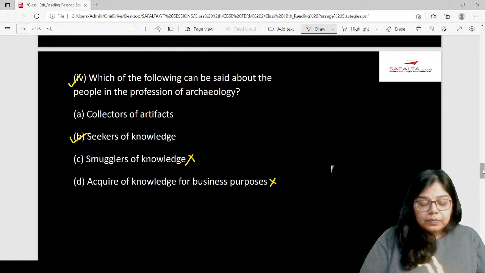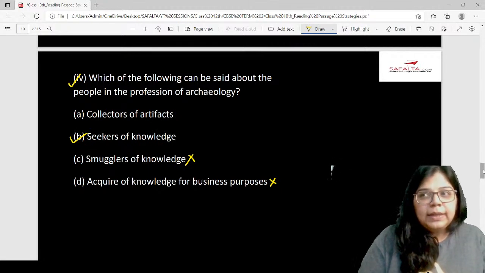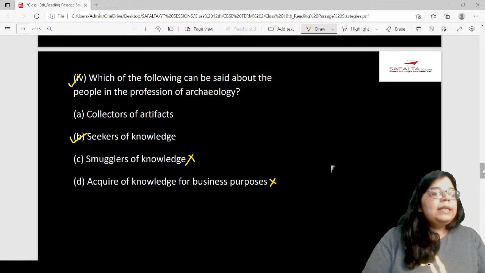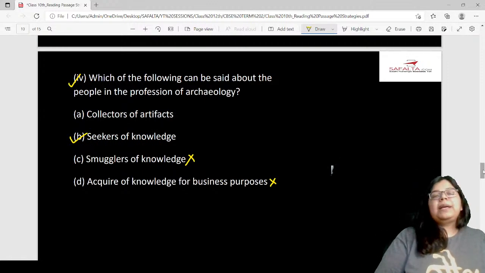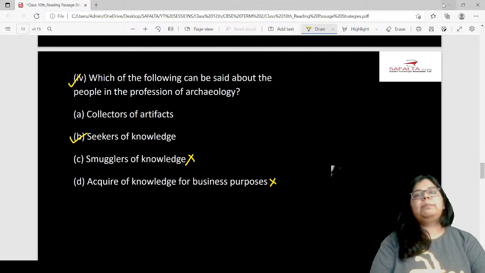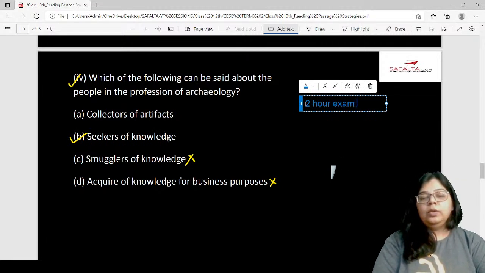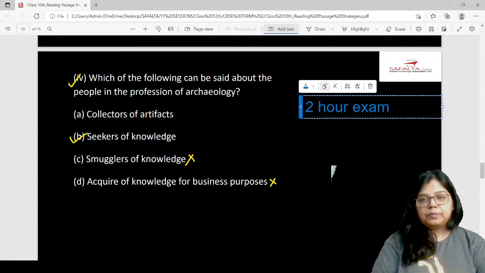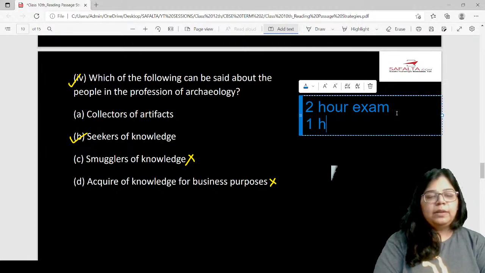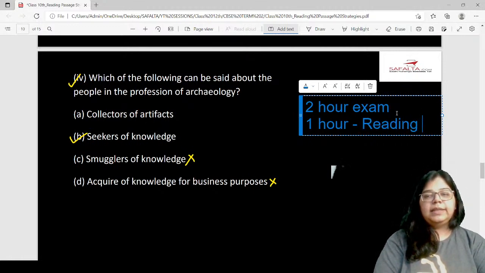Yeah. So, see, if you don't follow this policy, what is going to happen? You have a 2-hour exam, right? Your exam is for 2 hours. You will end up spending at least 1 hour only on reading passage, or at least 45 minutes only for reading passage. So, let's do some maths calculation here. If you have a 2-hour exam, okay? Now, in this 2-hour exam, let's say you spend 1 hour in the reading section.